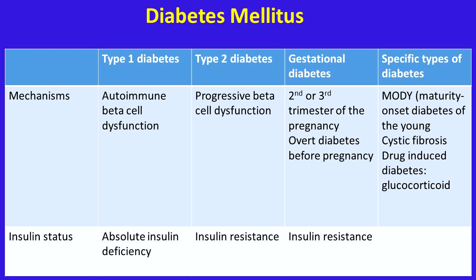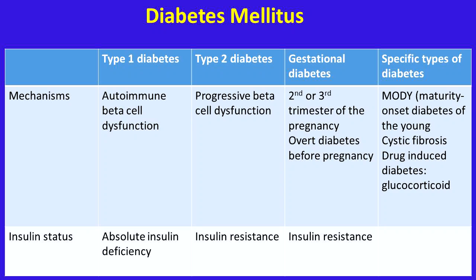The very last type is the specific types of diabetes, of which there are several. One specific type is MODY, maturity onset diabetes of the young. This is a genetic disease. It runs in the family, and the diabetes occurs at a very young age. The mechanism is not clear. It's mainly related to the GLUT2 receptor deficiency. So that's MODY. We won't spend too much time on this.